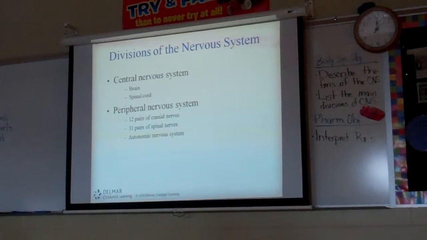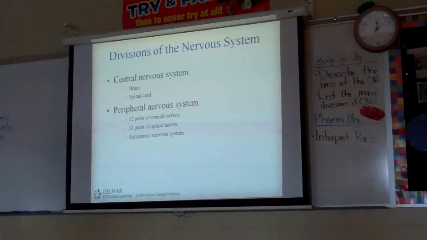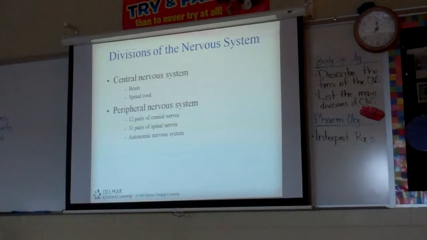The nervous system can be broken down into two things. The central nervous system, which is what we're talking about today, and the peripheral nervous system, which we'll talk about later, of course. The central nervous system is the brain and the spinal cord. That's it.